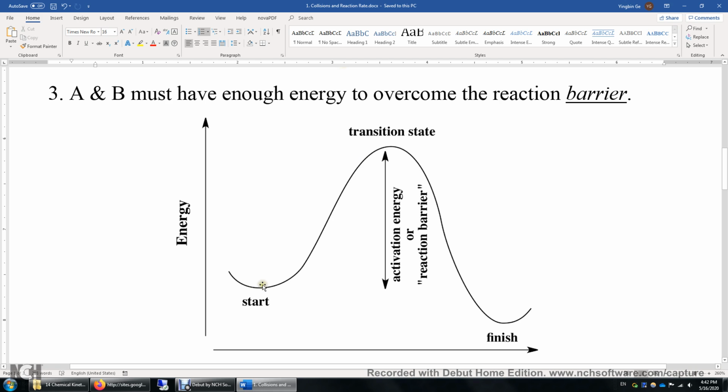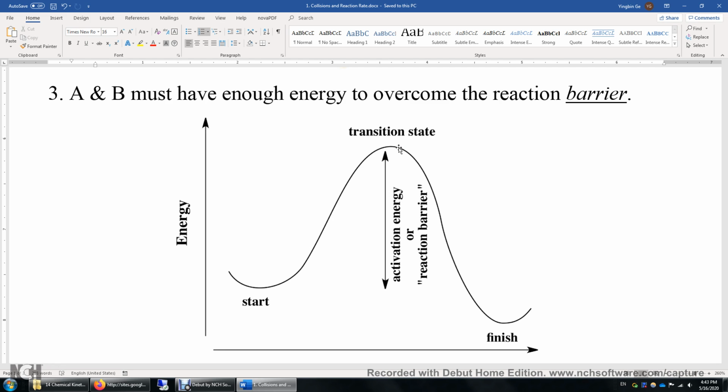So for these reactants to form the product, they have to overcome an energy barrier. And over here, the reactants need to form the transition state or activated complex. And this step requires additional energy. So how do A and B get this energy? Well, one way is heat. If we heat up A and B, they move faster. They have a higher temperature.